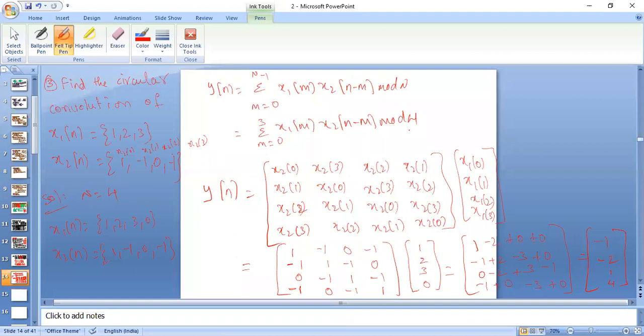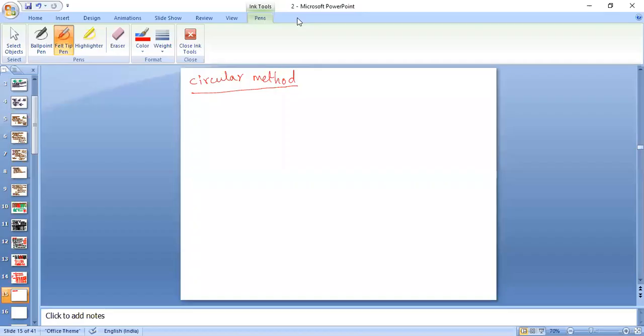Clear? So if it is clear, then we can do this in circular form, on the circumference of the circle. Is it clear? Right? So let us start the circular method.